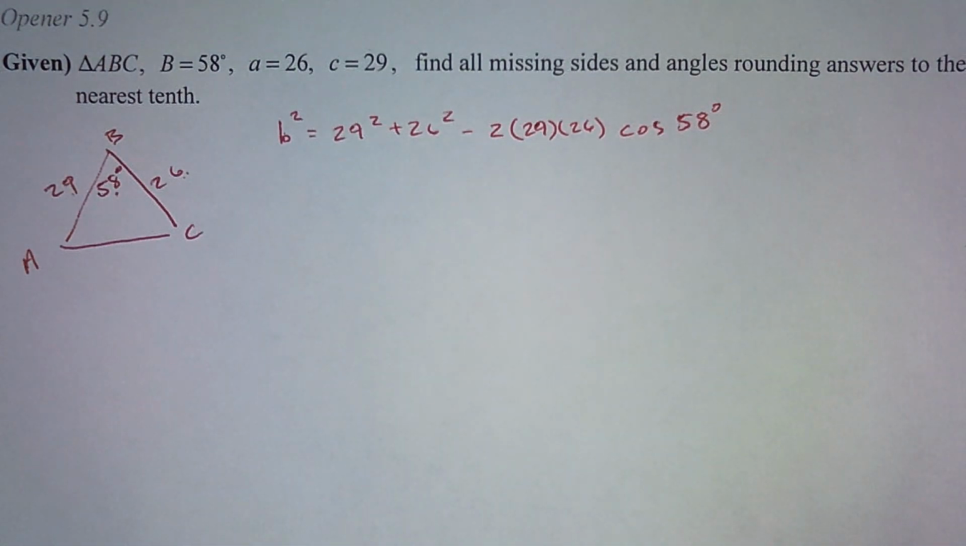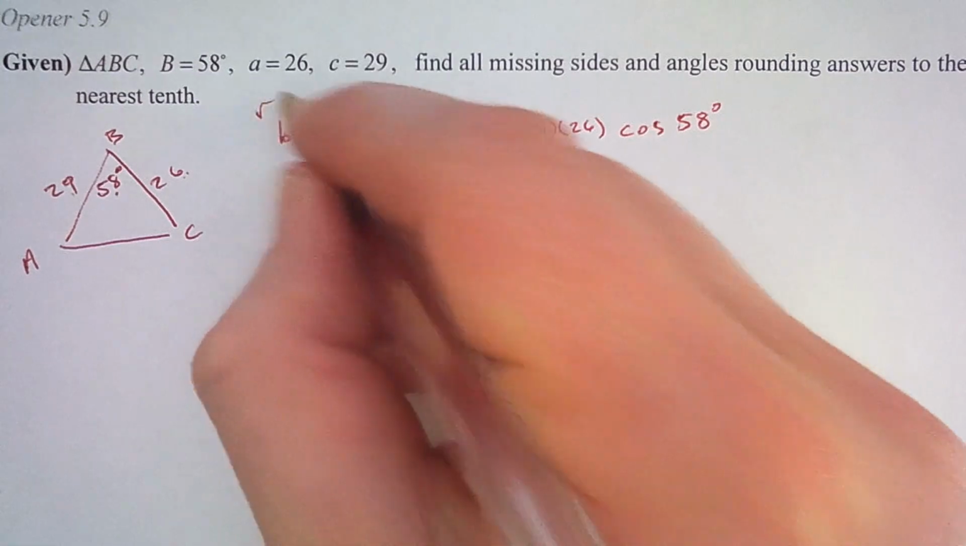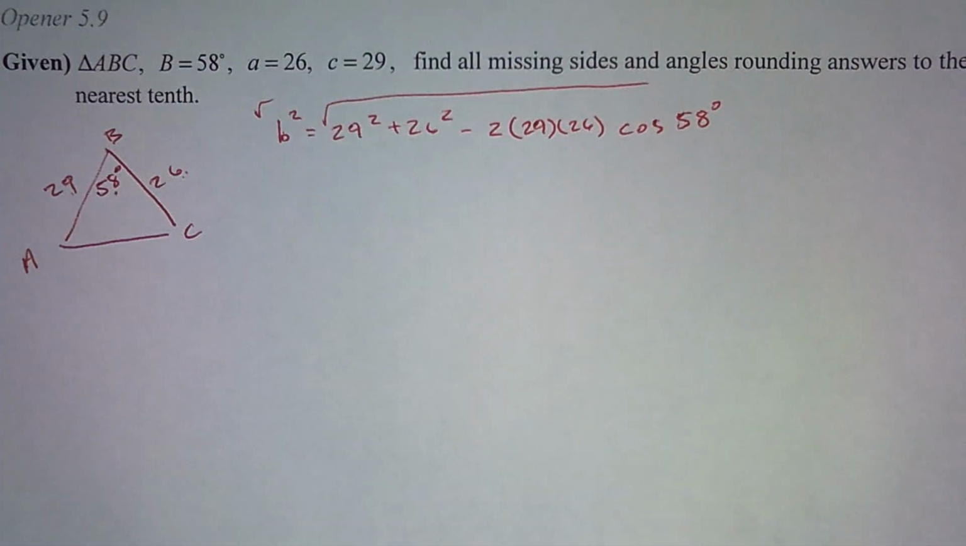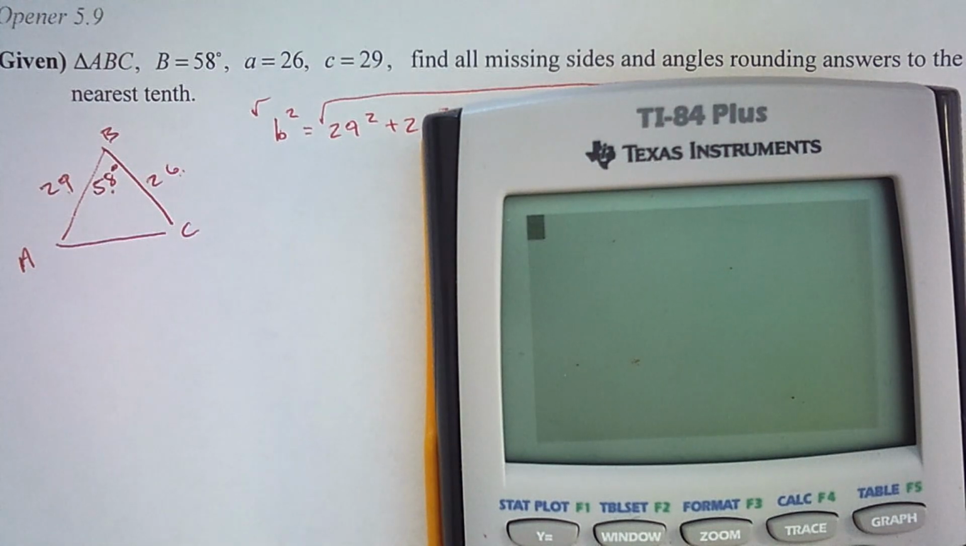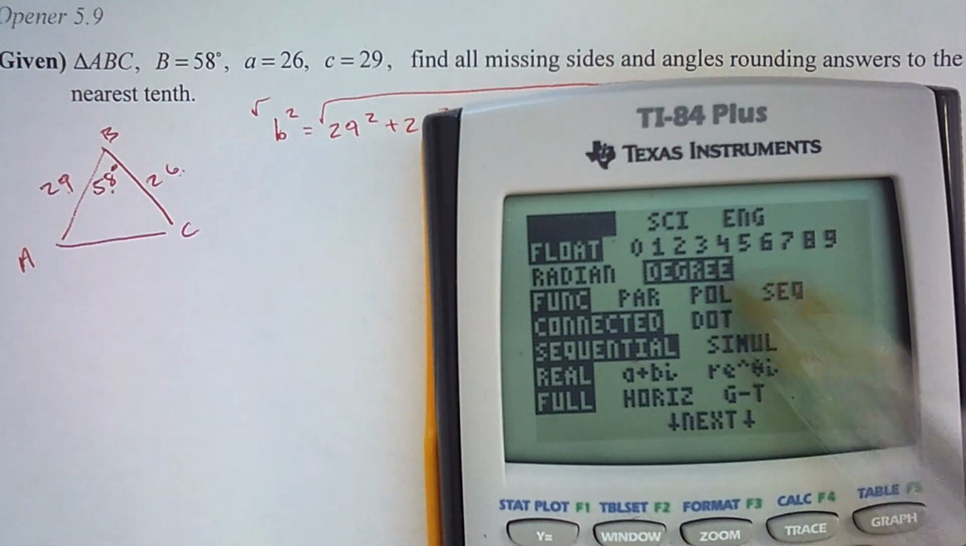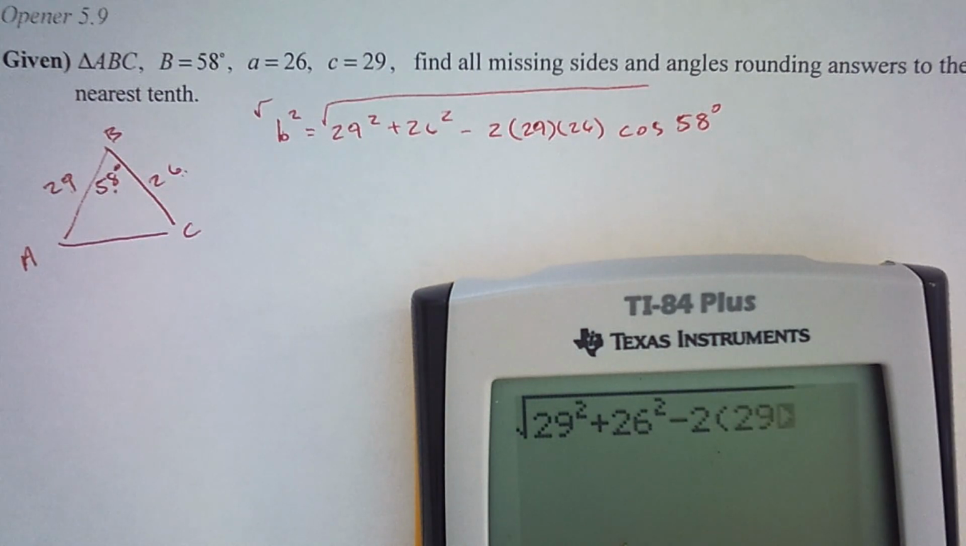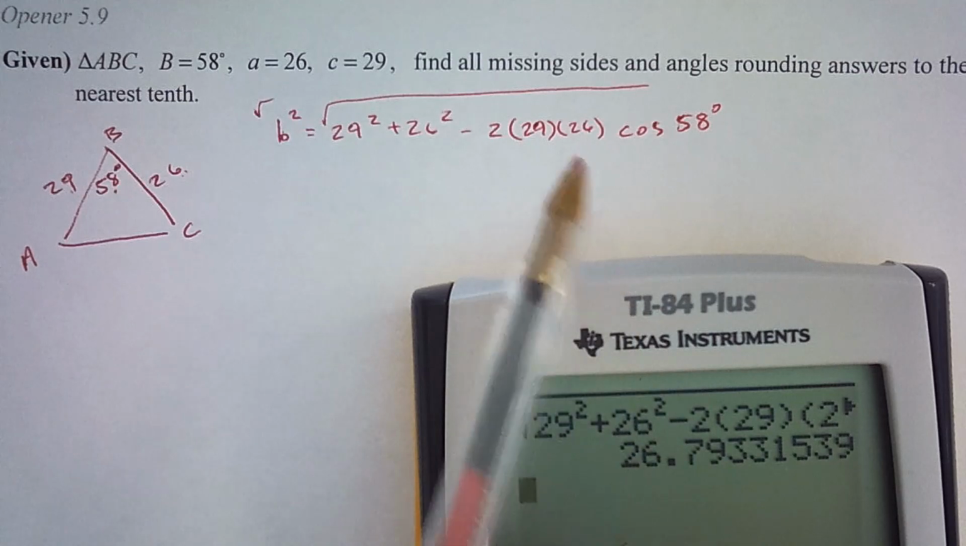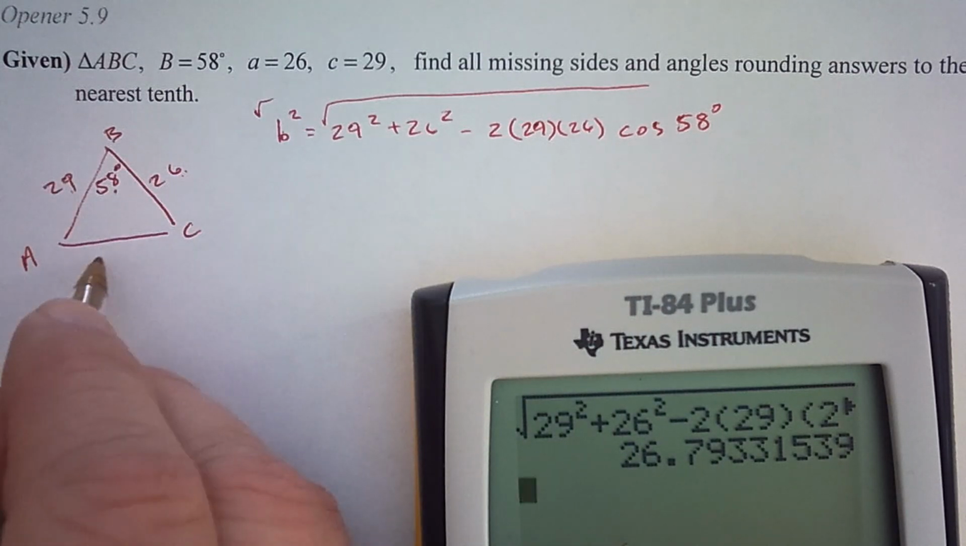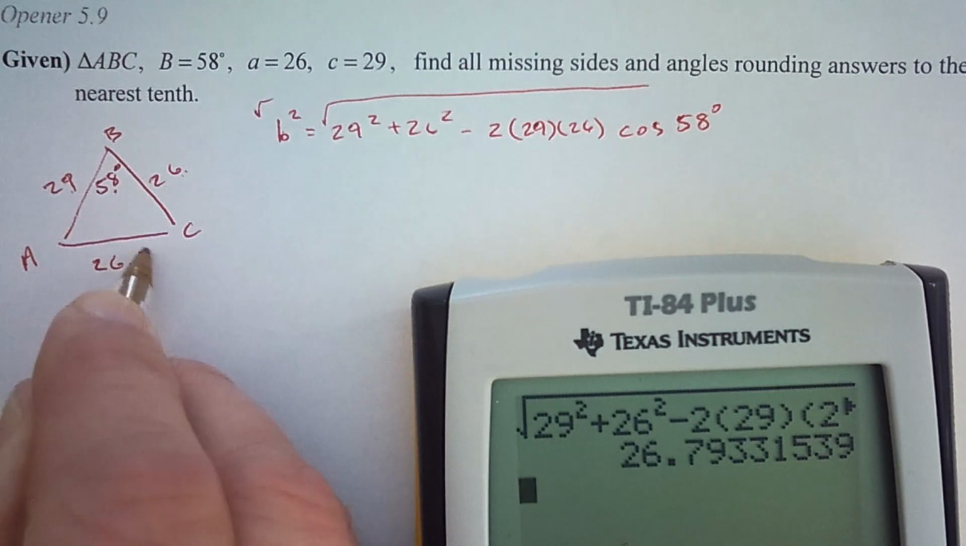Okay, so to solve this, we can simply take the square root of both sides. Now before I put that in the calculator, I need to check the mode. We are in degrees, so it's ready. So I will do the square root of 29 squared plus 26 squared minus 2 times 29 times 26 times cosine 58. And we get 26.793. It says to the nearest tenth here, so for our answer, we'll put 26.8.